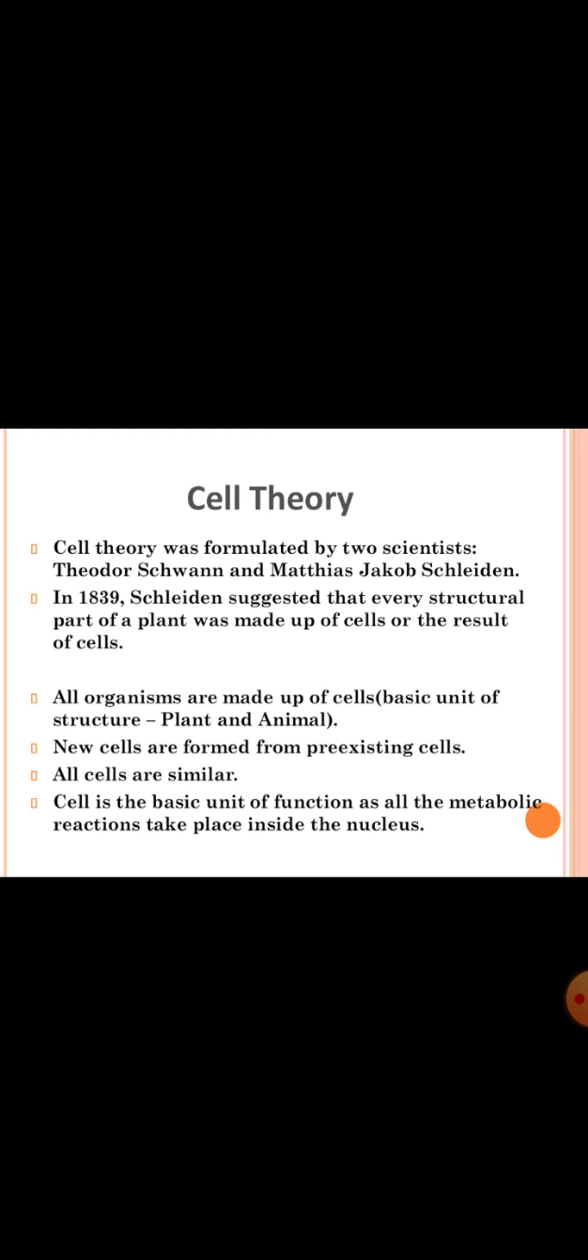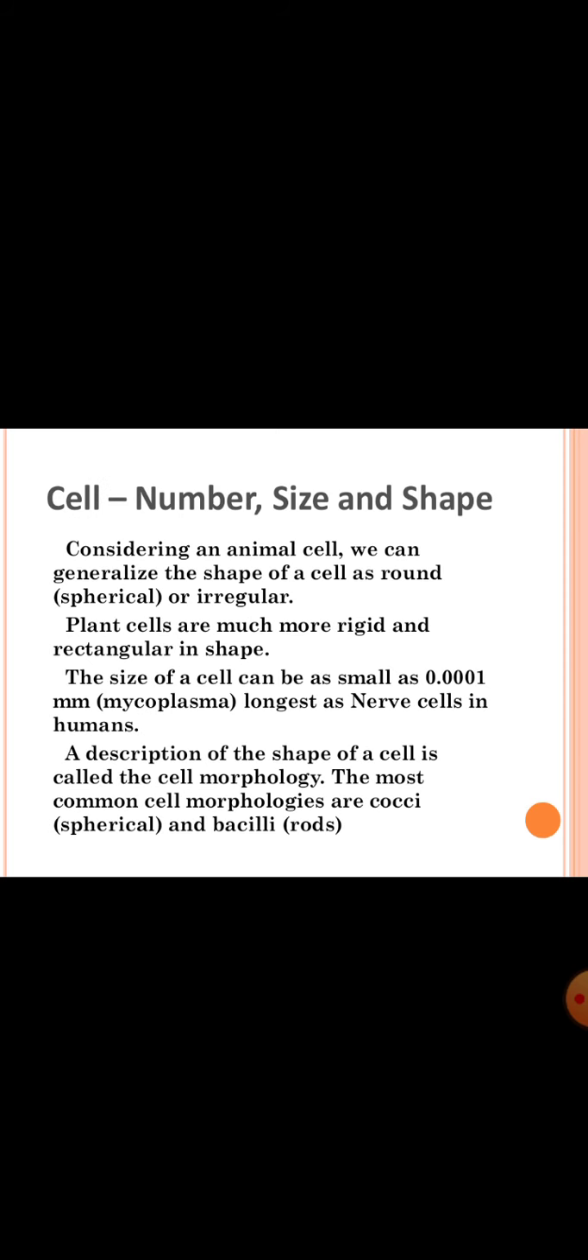The very first point is that all organisms are made up of cells. Cell is the basic unit of structure of all plants and animals. Second, new cells are formed from pre-existing cells. All cells are similar, and the cell is the basic unit of function because all the metabolic reactions take place inside the cell or inside the nucleus. Clear?